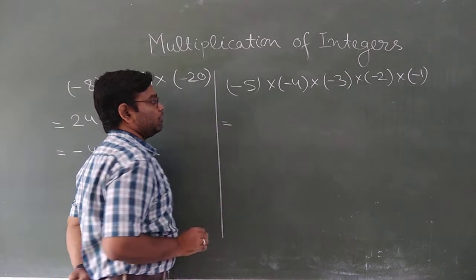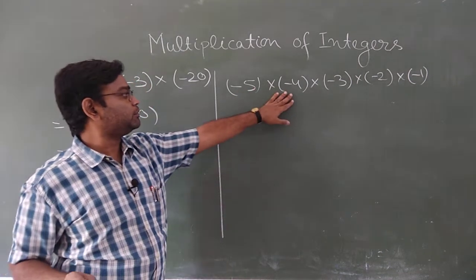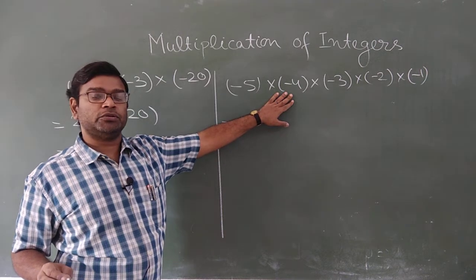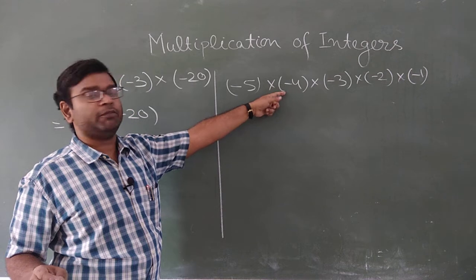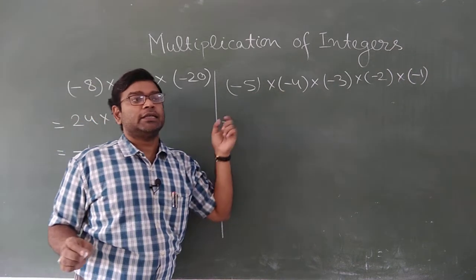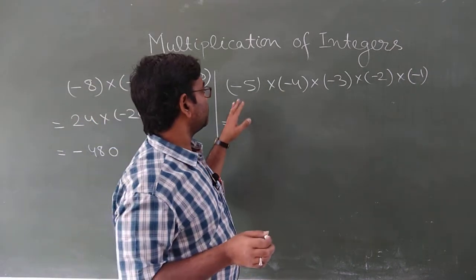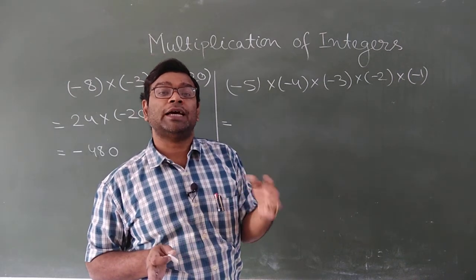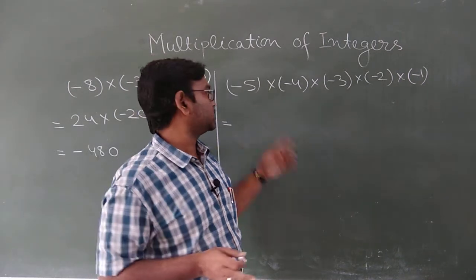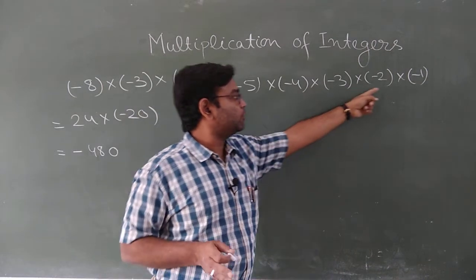So what I told you, that two same signs give you a positive result. Here, check, there are too many negative integers. In this case, what we can do, we first count the number of times the negative sign comes. 1, 2, 3, 4, 5.